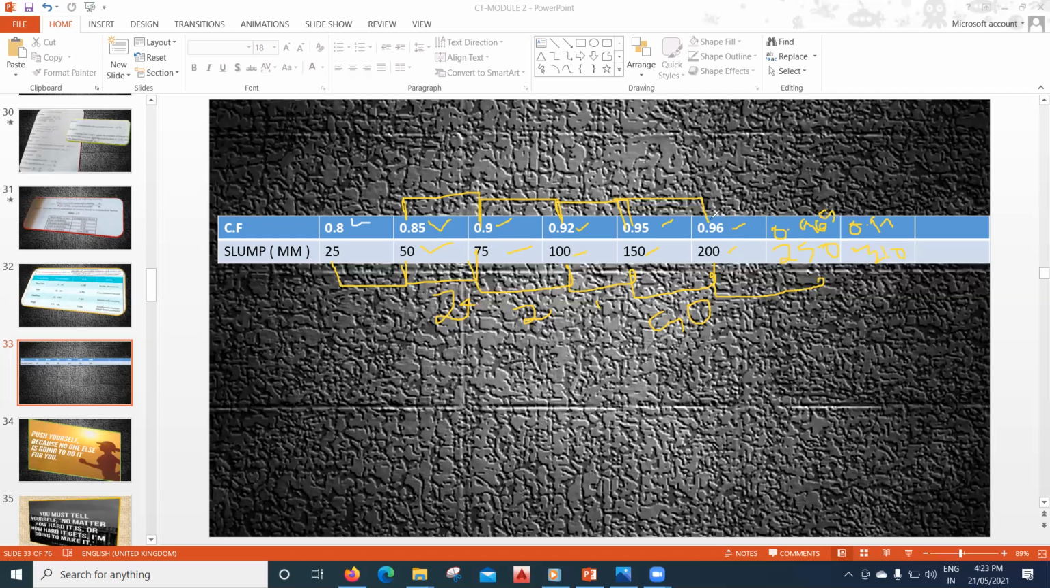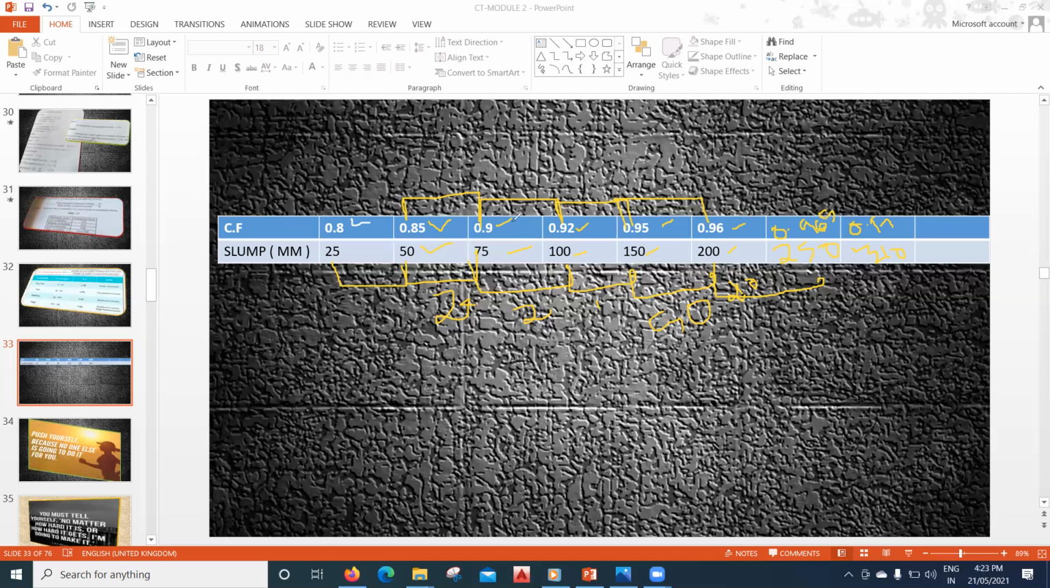For 0.96, I'm getting a slump of 200. And for 0.965, since it has increased by only 0.005, we might think the slump may be somewhere close to 210. But practically, the slump has increased by 50. As the compaction factor increases, we are not in a position to get a clear idea about the slump that we are supposed to get.